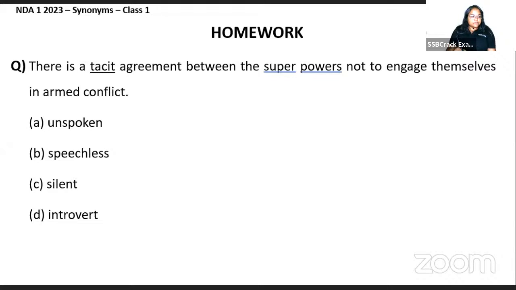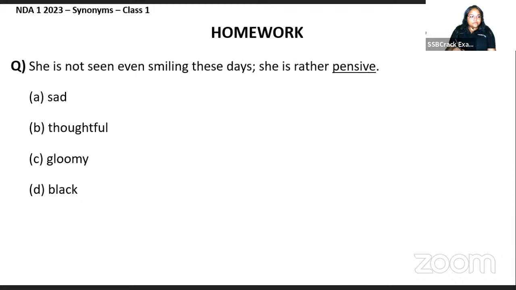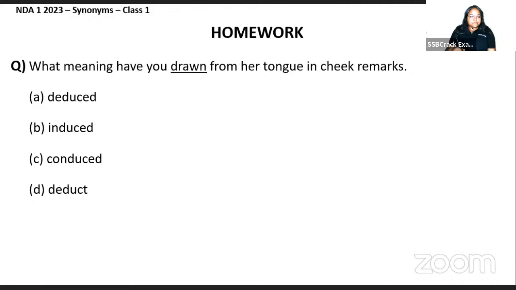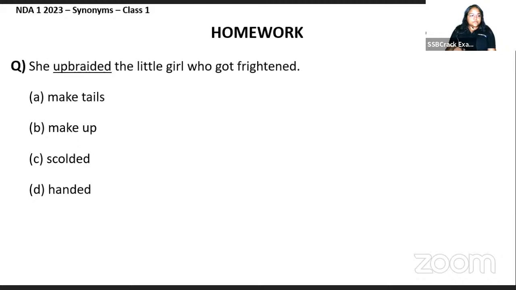Okay, moving on to the second one. Question number 3. Next one, question number 4. Ma'am, please show question 3 once again. Yes, this is the third question. Question number 3. Okay, done. Question number 4. This is the 5th question, the last one.